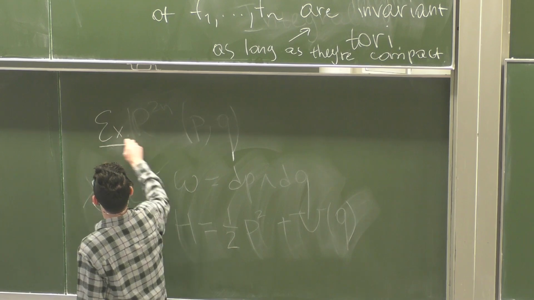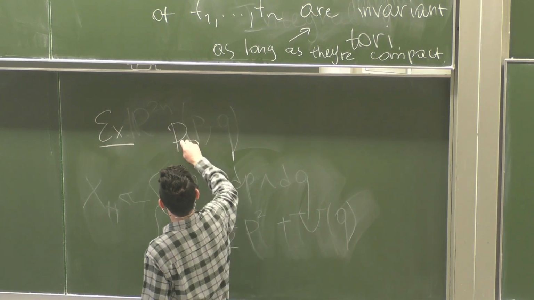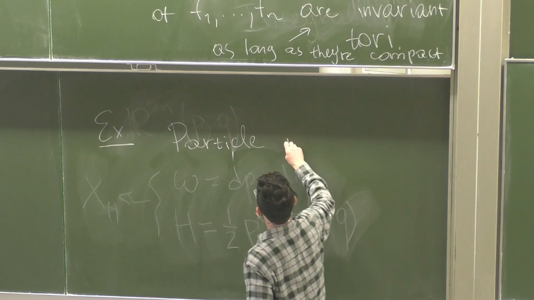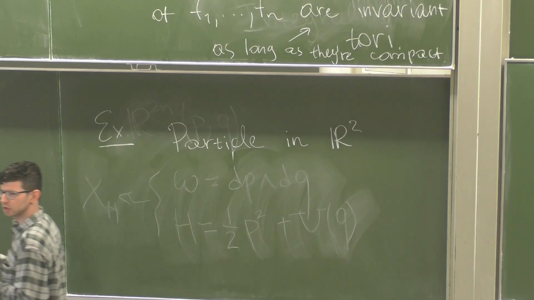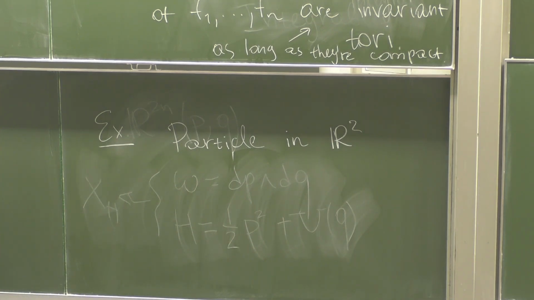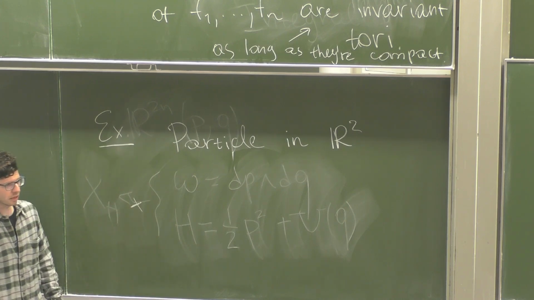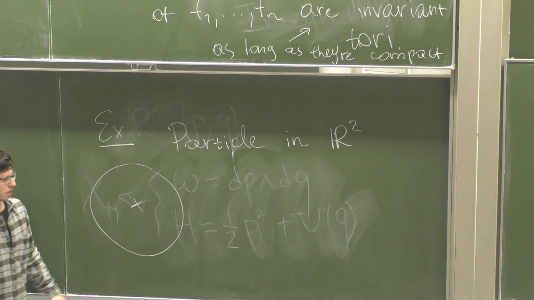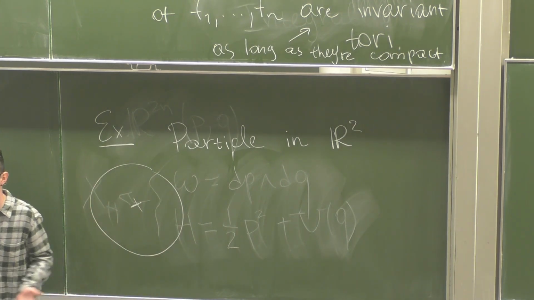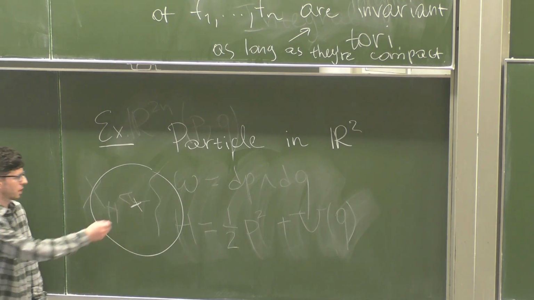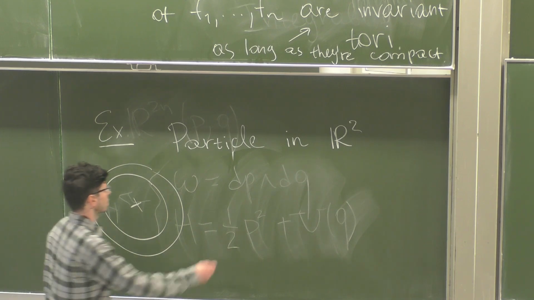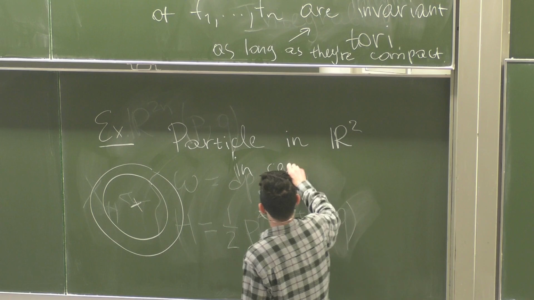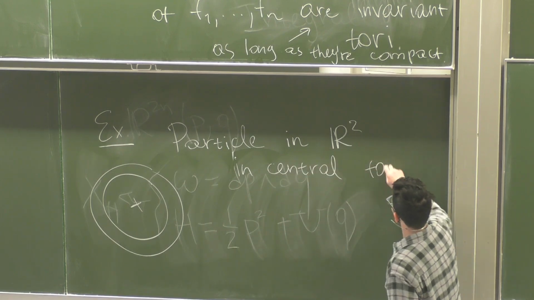So for example, we can consider a particle in R2 which is moving in a potential field, but this field is not just potential, but it's what's called a central potential field. A central force field is a force field such that you have a fixed center, and then the potential is constant on circles centered at that point. So the potential only depends on the distance from the fixed point. It's rotationally symmetric. So, particle in R2 in central force field.